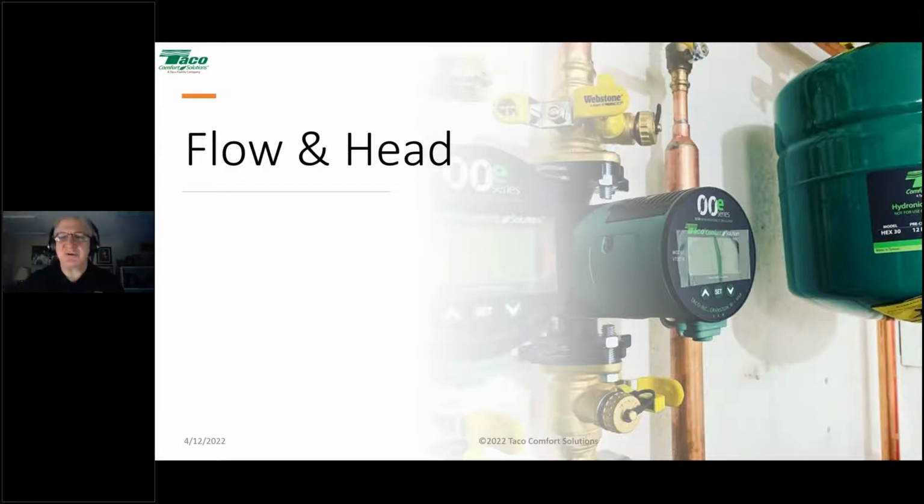So those are the longer term symptoms of overpumping. What we want to do with you today is show you how to come up with the approximately close flow and head, and how that works with circulator pump performance curves. Flow and head, you can't really separate them. They go together. Flow is like the pulse of the system, and head has to do with the restriction. So you can't really separate them.